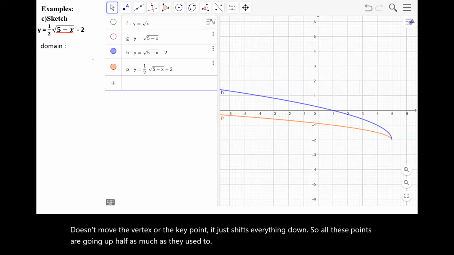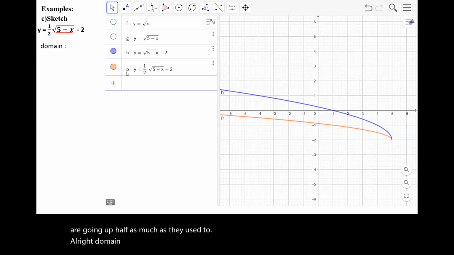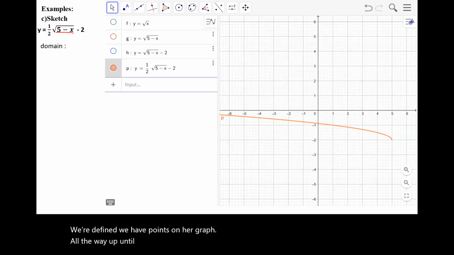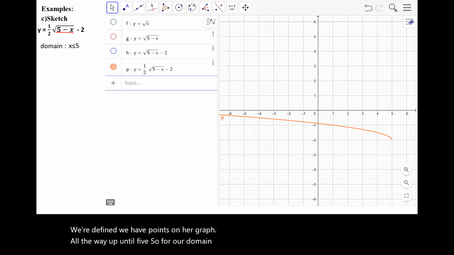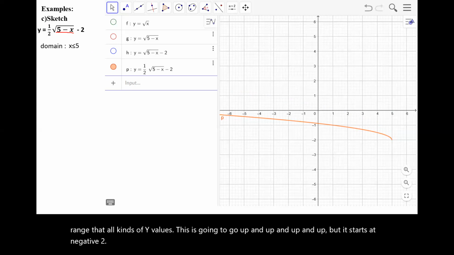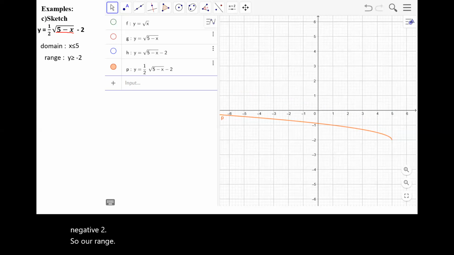All right, domain. Well, we've got some restrictions on this, don't we? We have points on our graph all the way up until 5. So for our domain, we should have x less than or equal to 5. And our range, got all kinds of y values. This is going to go up and up and up and up, but it starts at -2. So our range, we would have y greater than or equal to -2.